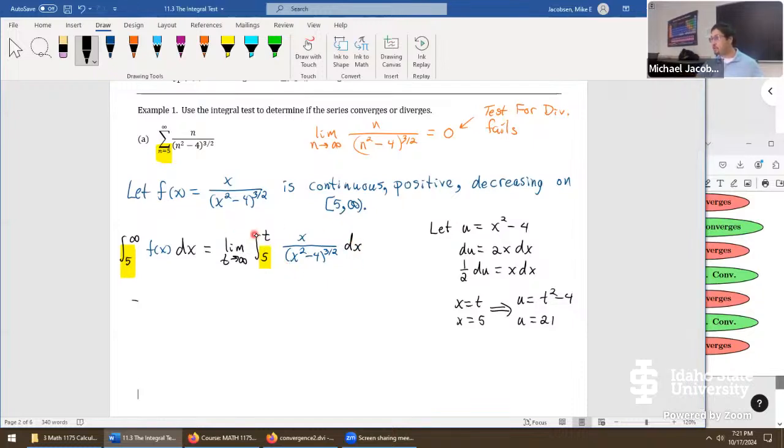It turns into, with a little bit of space, the limit as t goes to infinity. The definite integral now goes from 21 to t squared minus 4. x dx are replaced with, let's see here, a half du. So 1/2 goes in front. I'll throw a du right about here. And u is x squared minus 4. So this becomes 1 over u to the power 3 halves. At that stage, we're about ready to start integrating.